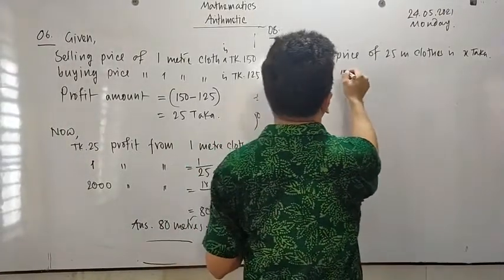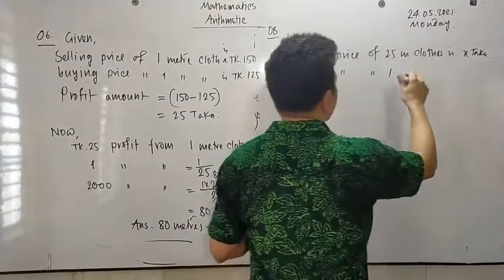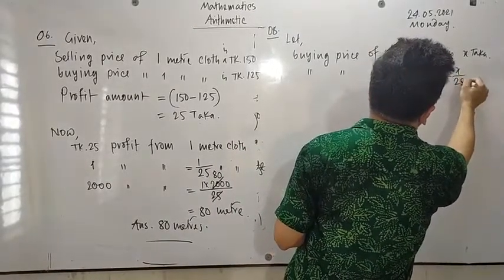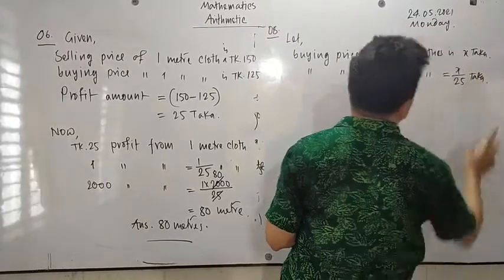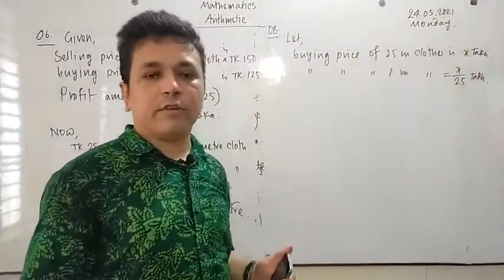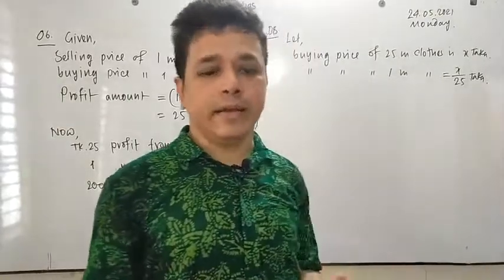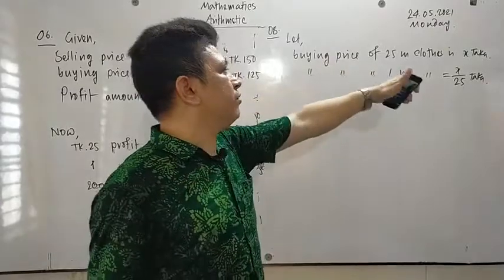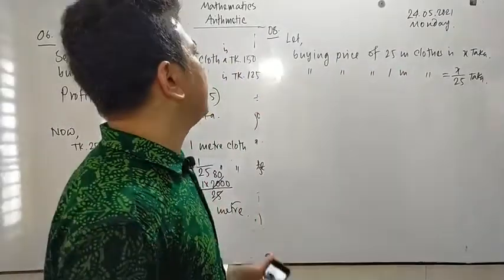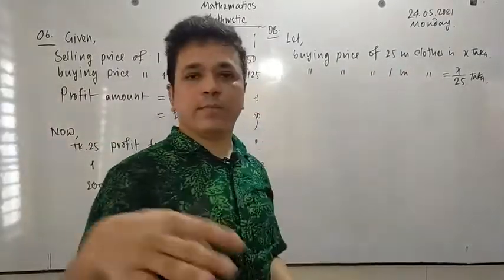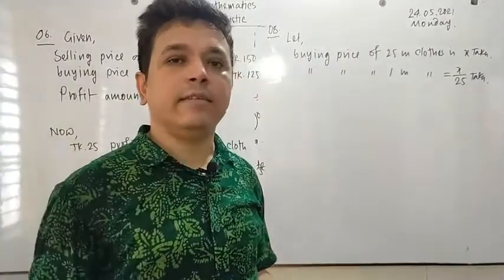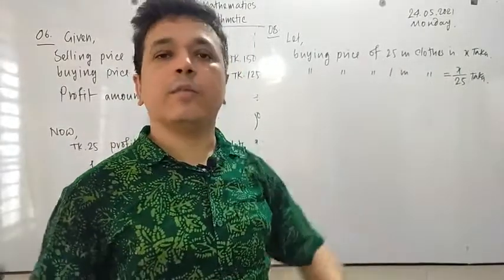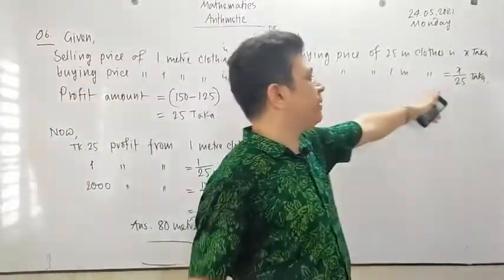So the buying price of 1 meter of cloth equals X divided by 25 taka. Simple. The buying price of 25 meters of cloth is not given here, so that is why we are just letting it be X taka. So the buying price of 1 meter of cloth is X by 25 taka. This is the unit price, just the price of 1 meter. What kind of price? It is the buying price.